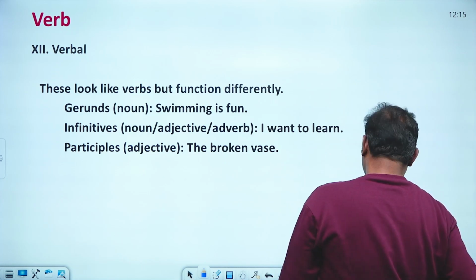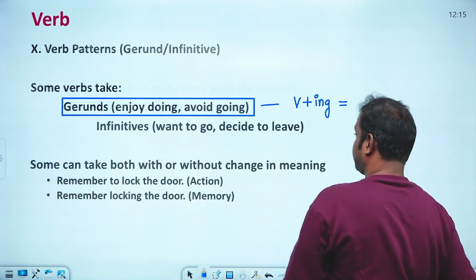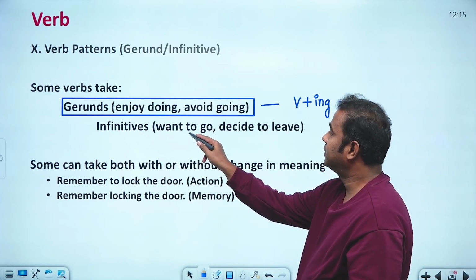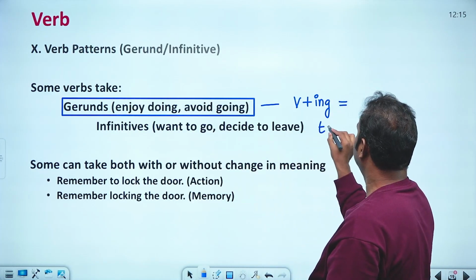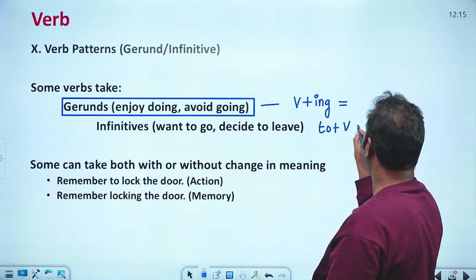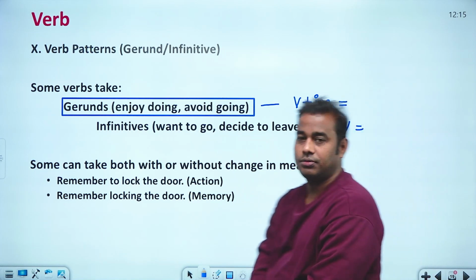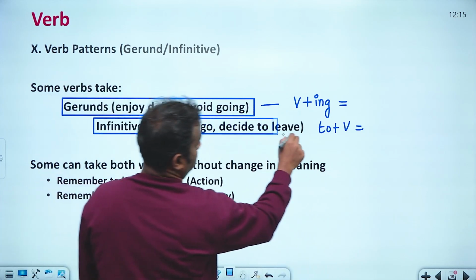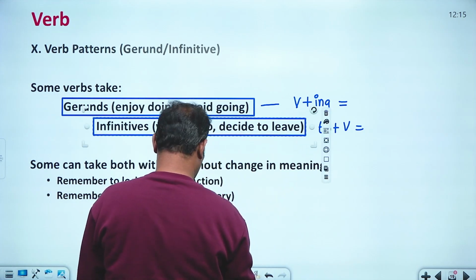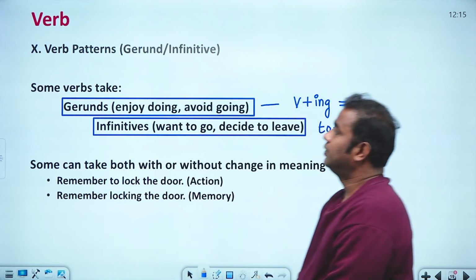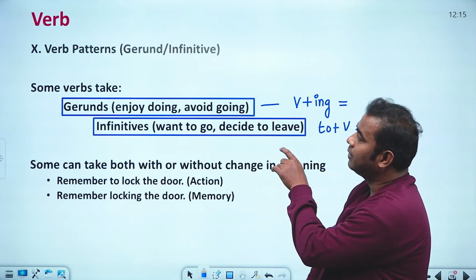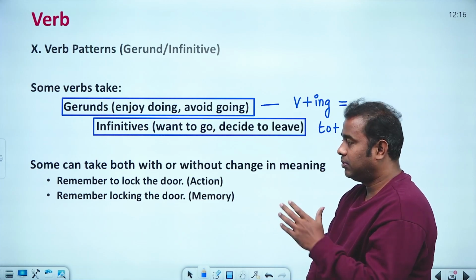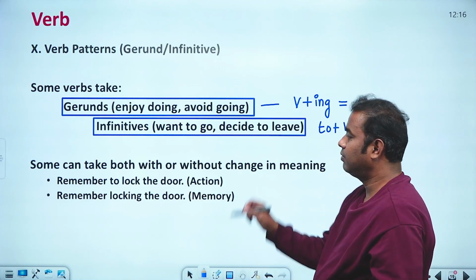Whereas in the case of infinitive, we add a to at the front of a verb. So these are the patterns. This is the one verb pattern which you have to remember. For example here, both will convey the same meaning, they are not going to change.